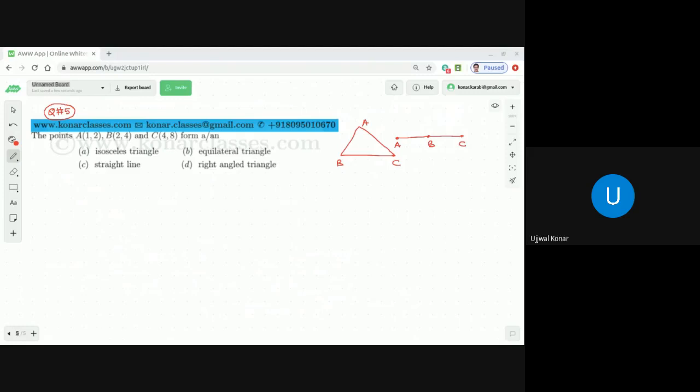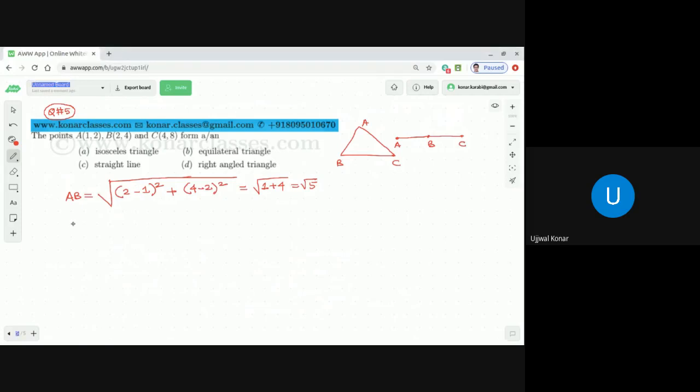So dear students, to proceed further, what we need to do first is to find the value of AB. If we find the value of AB, that is equal to square root of, we have done so many times, so I can go a little quickly here, 2 minus 1 whole square plus 4 minus 2 whole square, that is equal to square root of 1 plus 4, that is equal to square root of 5. That is the value of AB.